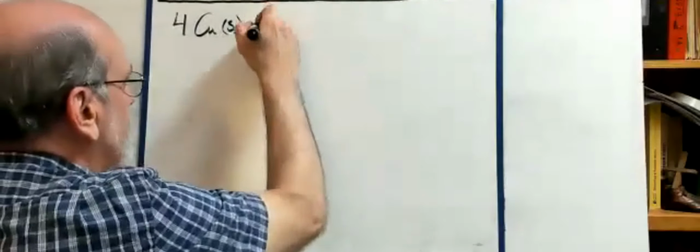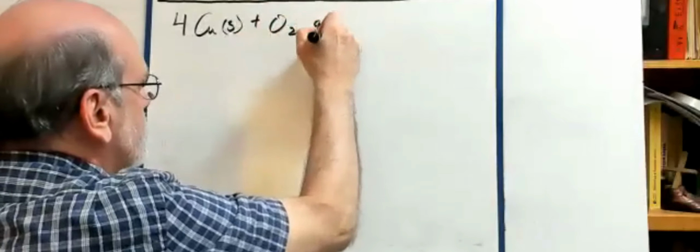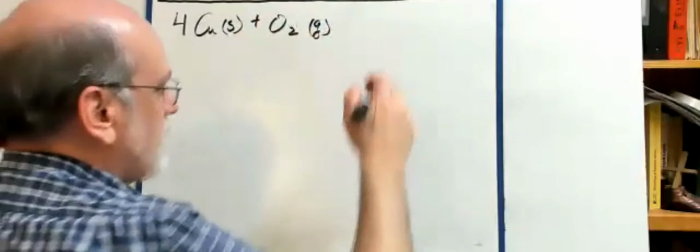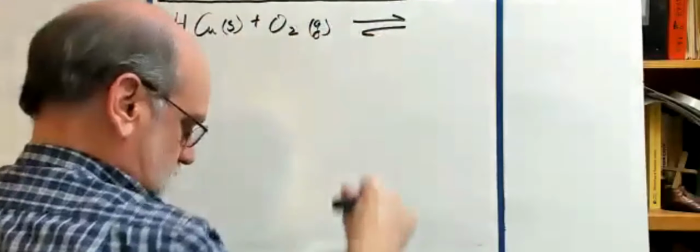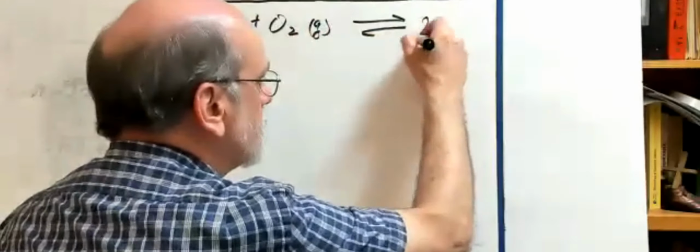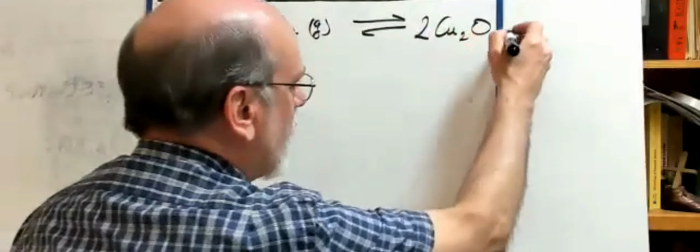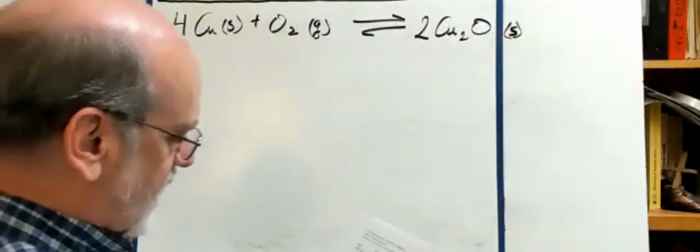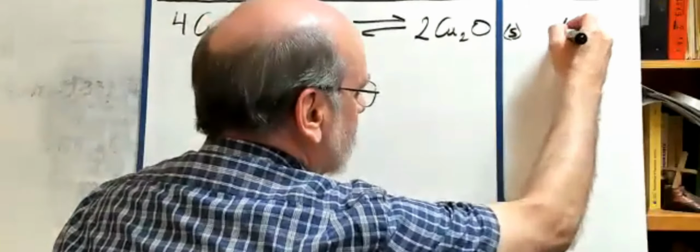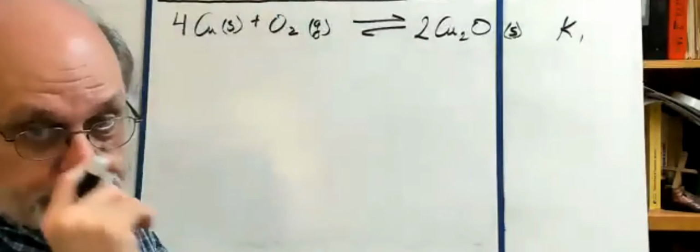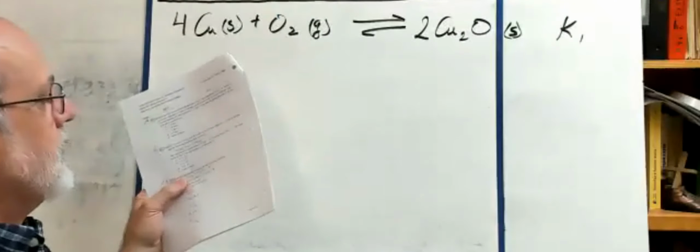Solid copper plus oxygen gas yields 2 copper 1 oxide solid. Okay, and that has a K value that we're calling K1. All right.